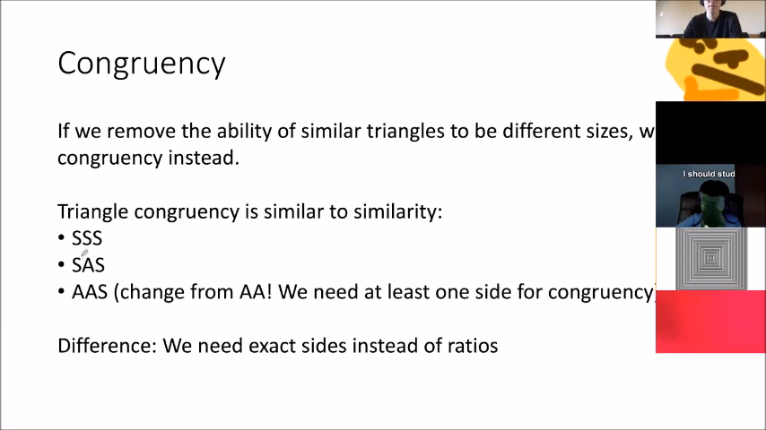SSS is kind of the same, except you remove the ratios. SAS is also the same, you just remove the ratios of the sides. But AA is changed. Now we need angle and the side. So we need at least one side of the triangle, because if you're only given angles, then you could still rescale the triangle and keep the angles the same. So you need this one last side somewhere in the triangle to give you congruency. Yeah, that's congruency. Congruency is not really as useful as similarity in solving problems.